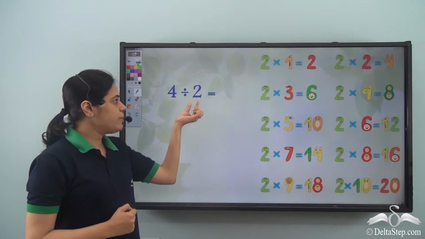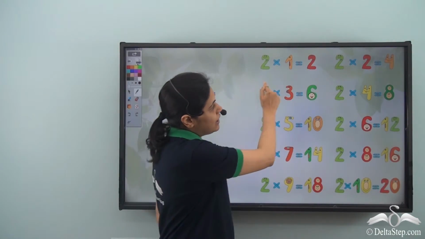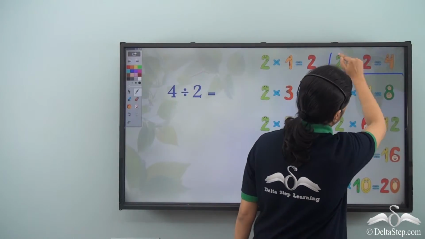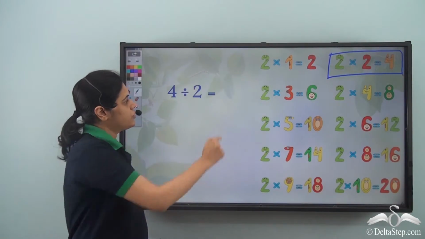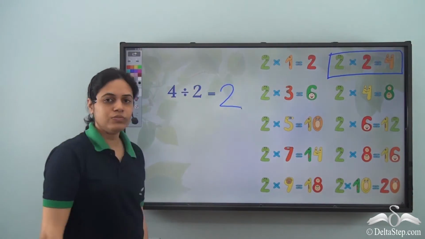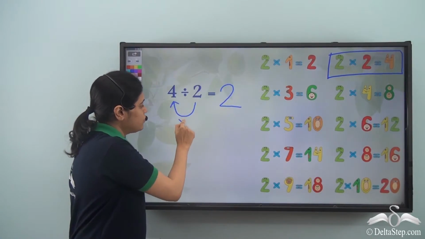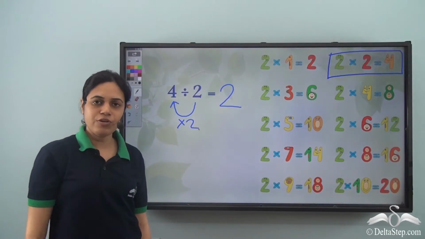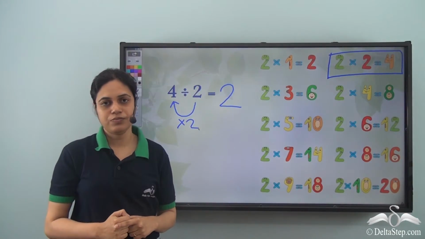What should 2 be multiplied with to get 4? I can clearly see that 2 multiplied by 2 is 4. So the answer will be 2. So 2 multiplied by 2 gives me 4. So 4 divided by 2 will give me 2.